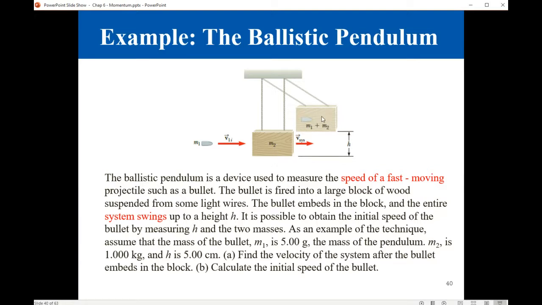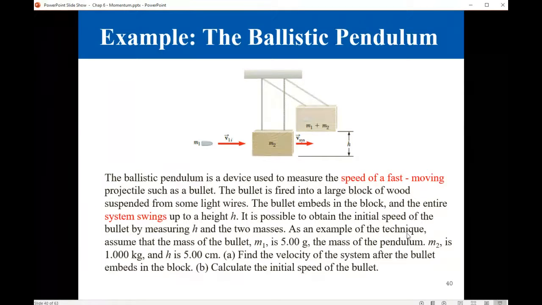It's easy to measure the masses, it's easy to measure the height, so applying the conservation of energy principle, it's easy to find V for this system. Then we apply the conservation of momentum principle, and we can solve for the initial velocity of the bullet.